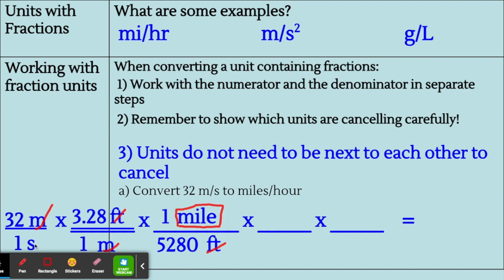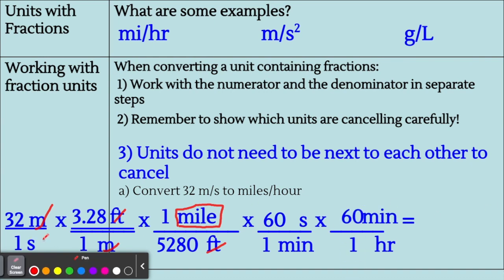I have seconds on the bottom here. In order to cancel out seconds, I need seconds on top here. My conversion that I'm going to use is 60 seconds to 1 minute. Then I see that I have minutes now. I need to convert minutes to hours. So I have 60 minutes to 1 hour.